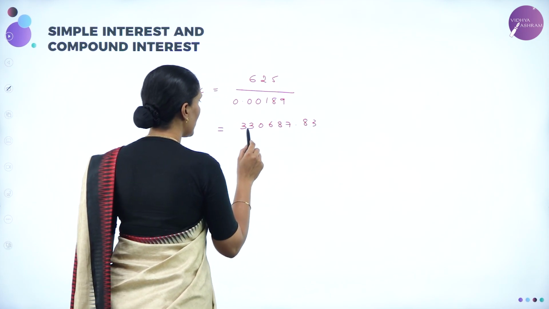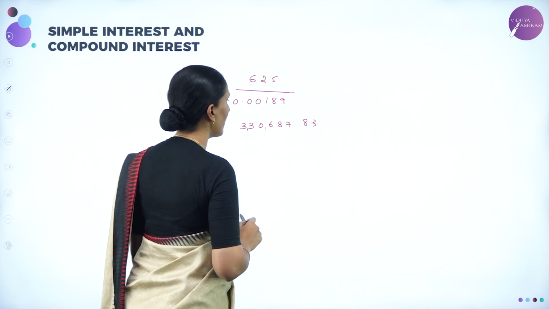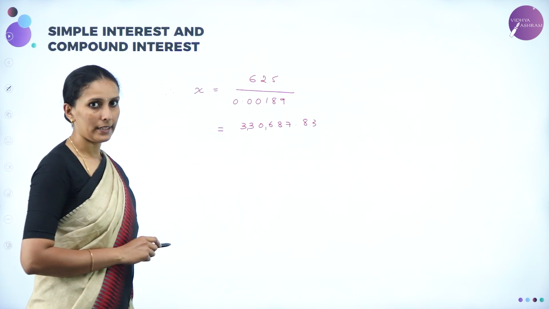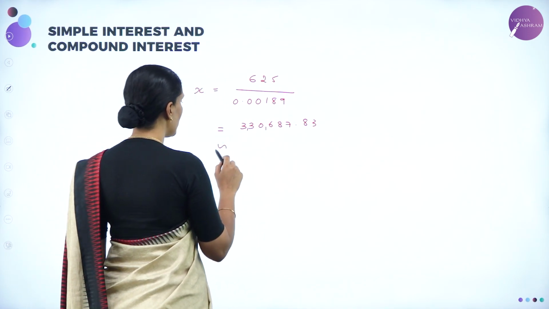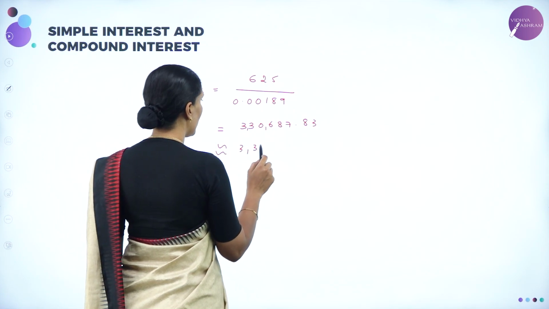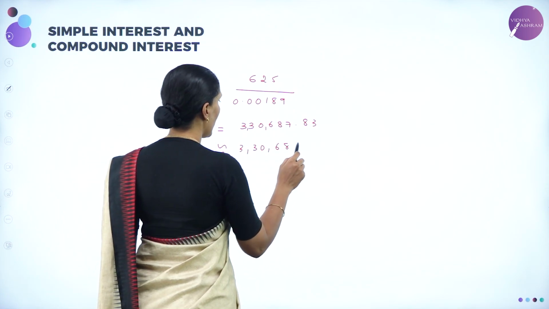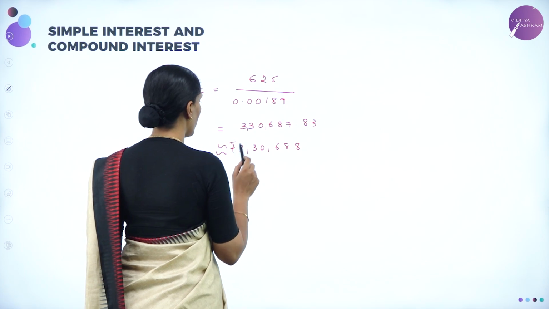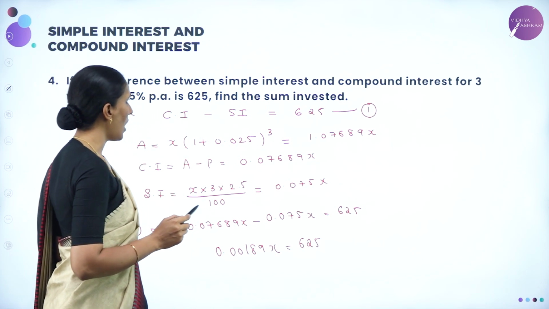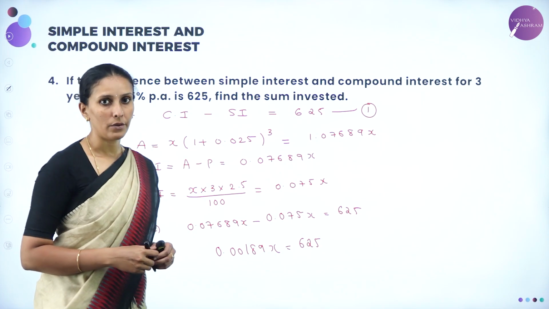So that is 3,30,687.83, or else we can approximate this to 3,30,688 in terms of rupees. So this is the amount which is the investment.